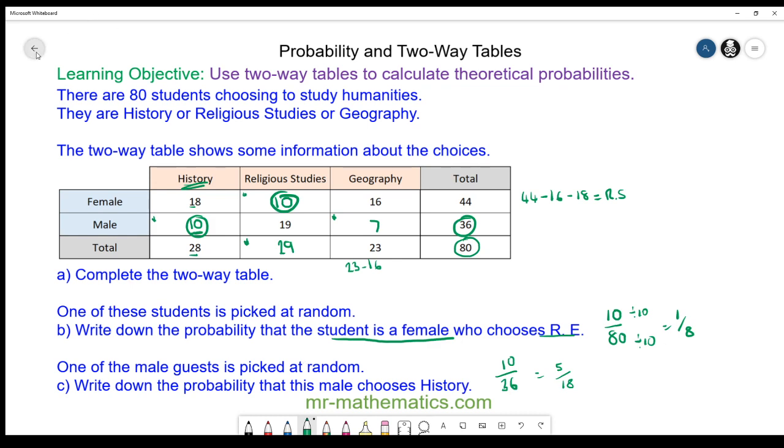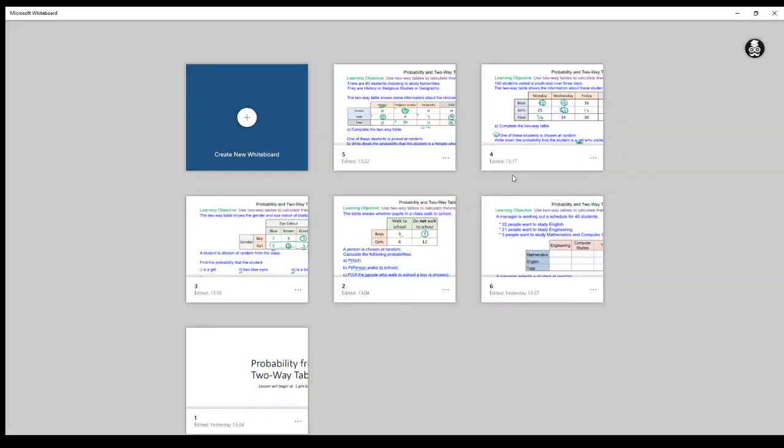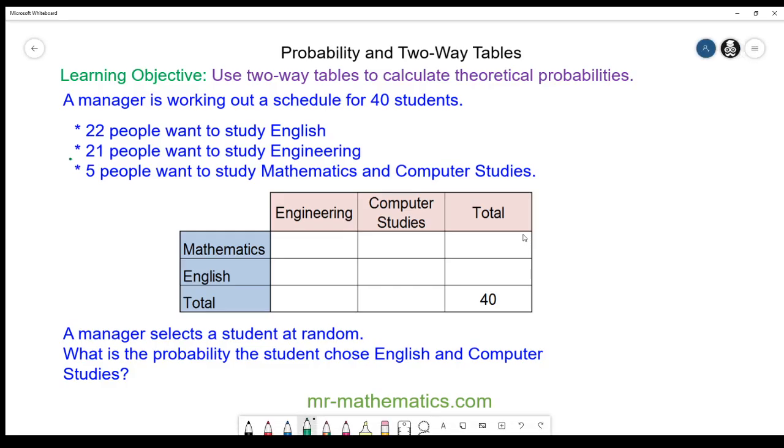Okay, so the last question of the lesson. I'm going to give you a couple of minutes to complete the two-way table from the written description and then try to answer this question.